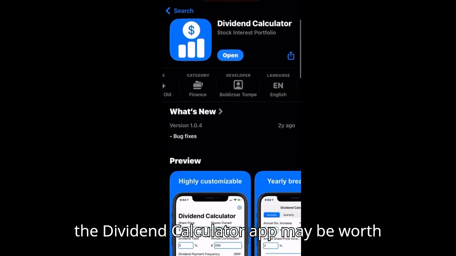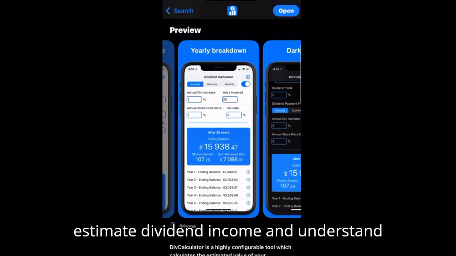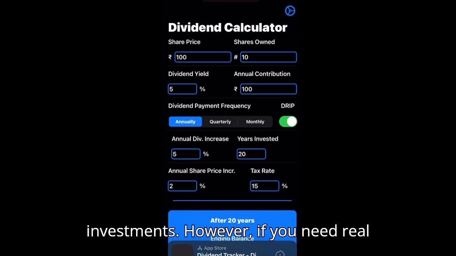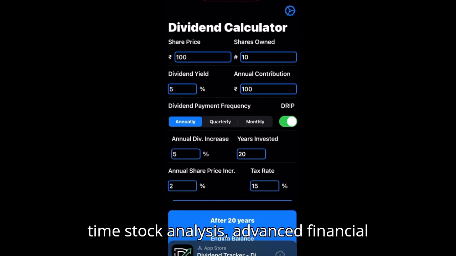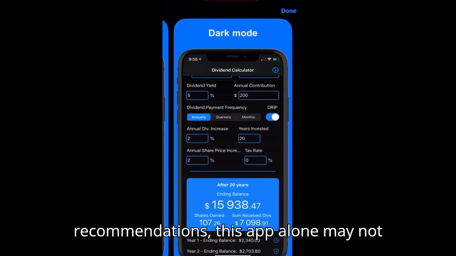In summary, the Dividend Calculator app may be worth using if you want a simple tool to estimate dividend income and understand how compounding can grow your investments. However, if you need real-time stock analysis, advanced financial tools, or personalized investment recommendations, this app alone may not meet all your needs.